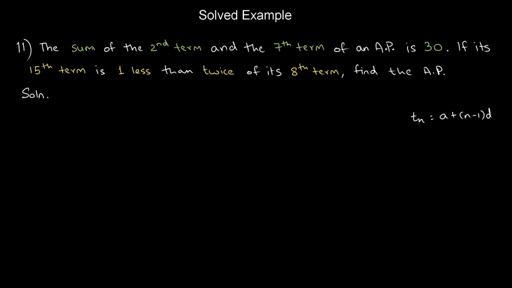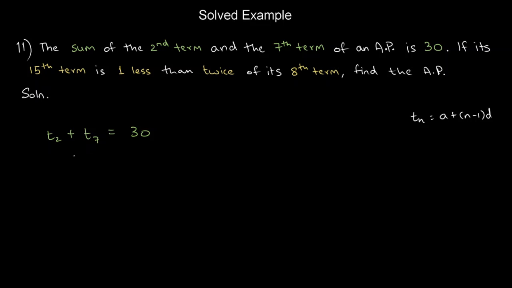So what we've been given here, the sum of the second term and the seventh term of an AP is 30. So they have told us that the second term, which will be denoted by T2, plus the seventh term, which we can denote by T7, is equal to 30, right? The sum, so we add the two terms.